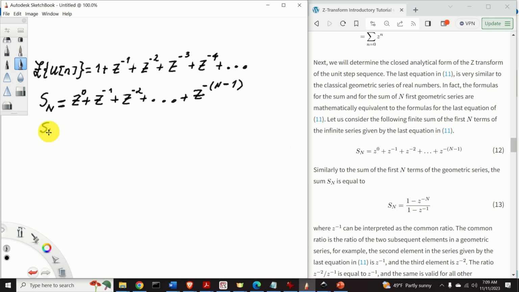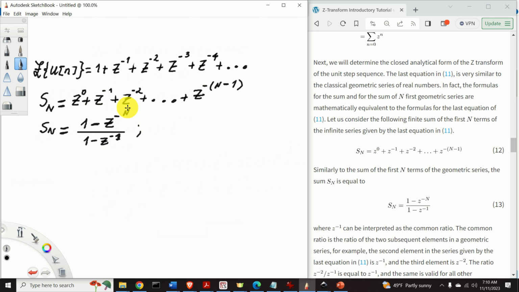This sum is actually equal to 1 minus z to the power minus n divided by 1 minus z to the power minus 1. Over here, if we consider this as a geometric series, and if for the time being we forget that z is a complex number, z to the power minus 1 can be interpreted as the common ratio. The common ratio is the ratio of the two subsequent elements in a geometric series.